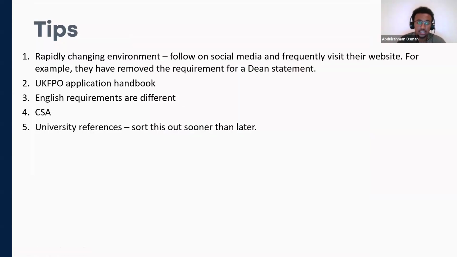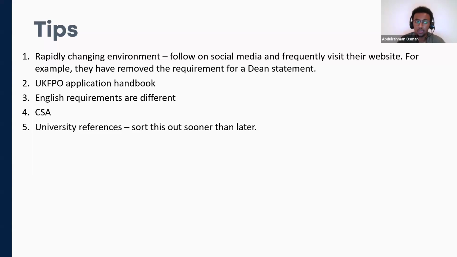To summarize, the tips and takeaway I can give you based on what I've done is that this whole system, the UKFPO, is rapidly changing. I would suggest that you follow them on social media, them and the GMC. You frequently check their websites. Even if you feel like you have everything sorted, just keep checking their website, because I know personal stories of people who, due to a random change at the very last minute, had it delayed.